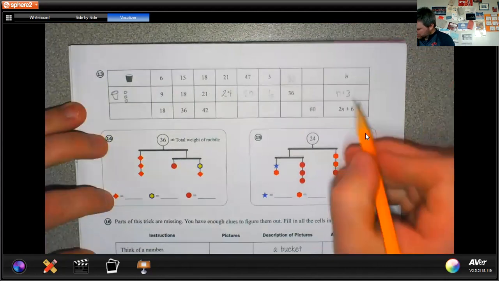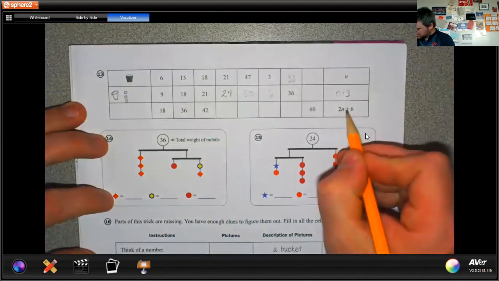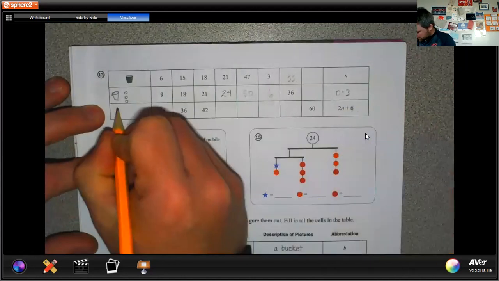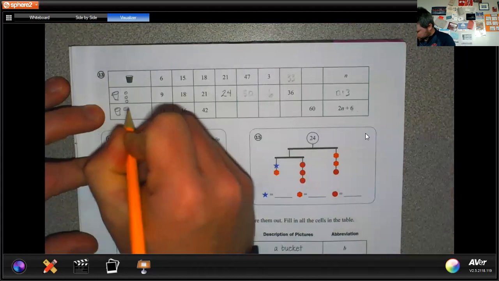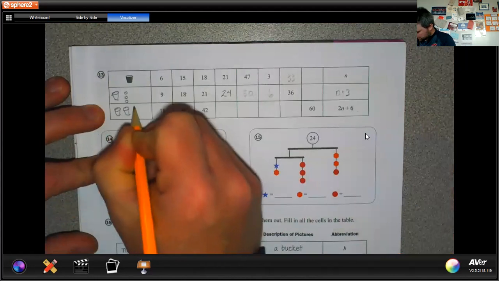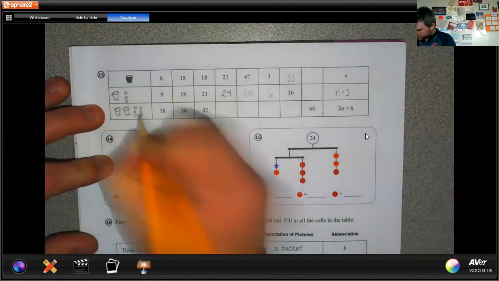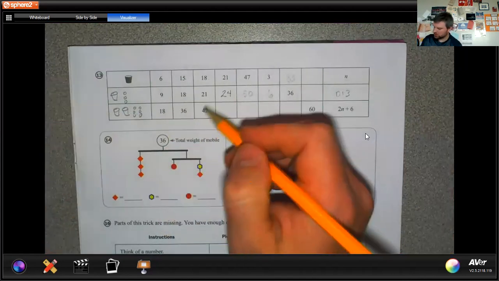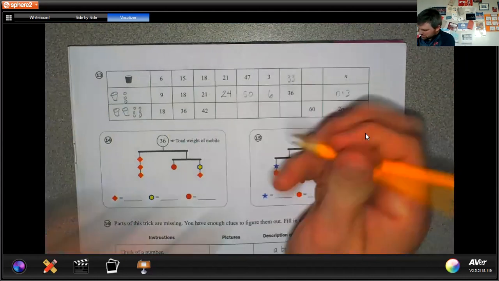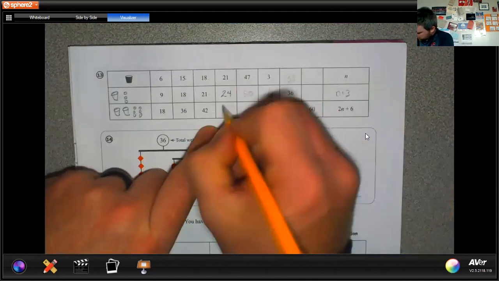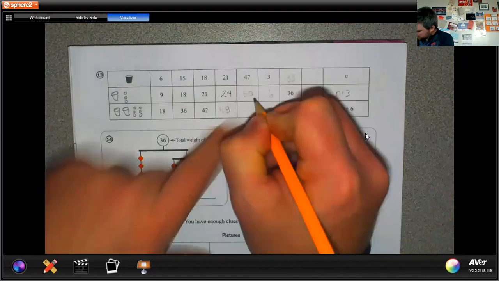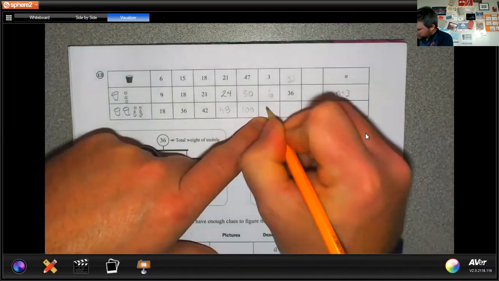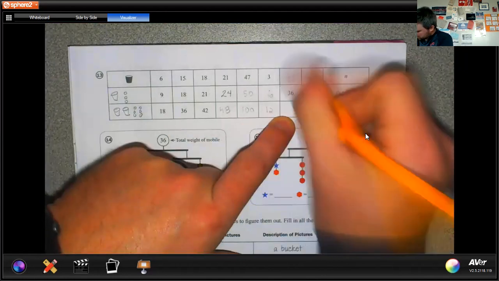Okay, now going from n plus 3 to 2n plus 6. So it looks like everything doubled. So we got 2 buckets and 6 marbles. So it looks like it just multiplied by 2. 9 times 2 is 18. 18 times 2 is 36. 21 times 2 is 42. 24 times 2 is 48. 50 times 2 is 100. 6 times 2 is 12. 36 times 2 is 72.